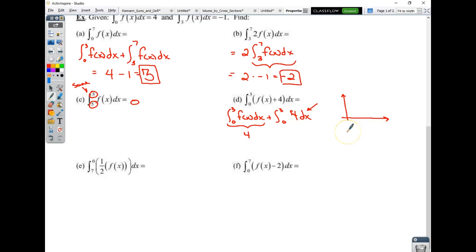Now, if we take a look at this, if f of x is 4, then we have a horizontal line. F of x is 4. I'm going to want to look at that from 0 to 3, which creates a rectangle, height of 4, change of 3. So that will give us 4 times 3, which is 12. So 4 plus 12, the integral is 16.